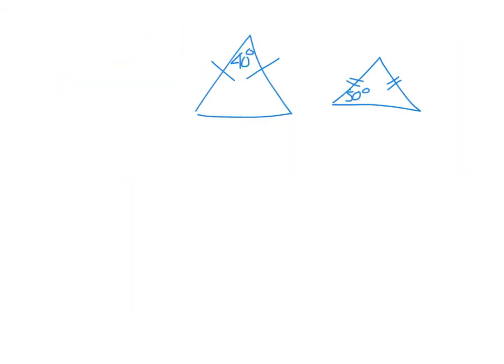Now, these two triangles are definitely not similar. So why is that? Well, if we look at the triangle on the right-hand side, its angles would be 50. This one would have to be 50 because it's isosceles. Base angles are equal, and that one would be 80. Whereas in this one, the other two angles would be 70 and 70. So these two triangles do not have the same set of angles and are therefore not similar.